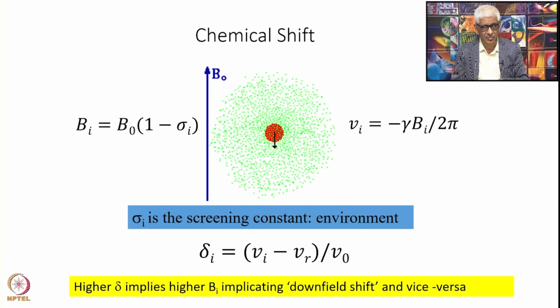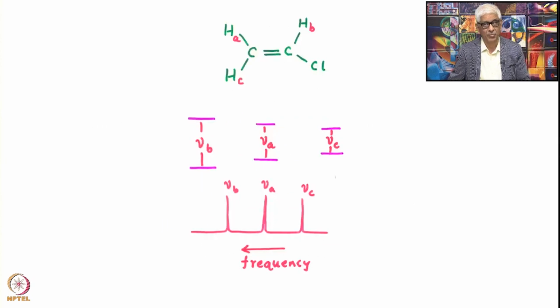Higher delta i means higher Bi, implying a downfield shift, and therefore less screening, and you will have a spectrum at a higher frequency of absorption. Higher sigma i and lower delta imply greater shielding, which means an upfield shift, and vice versa. We already did this last time, and let me explain it a little bit more here.